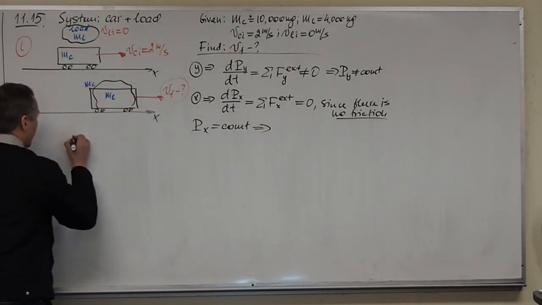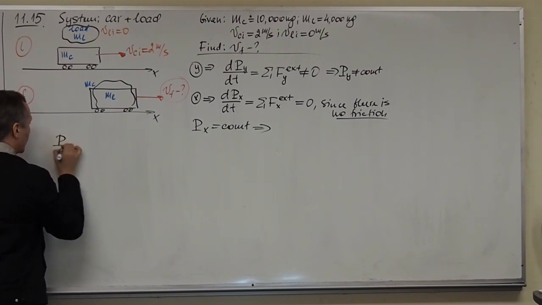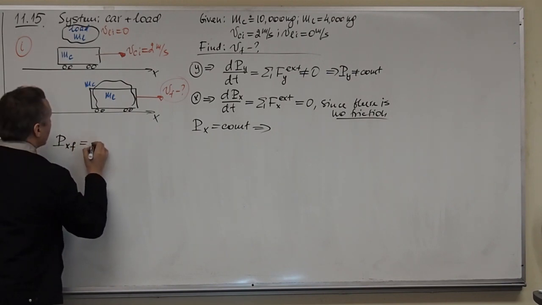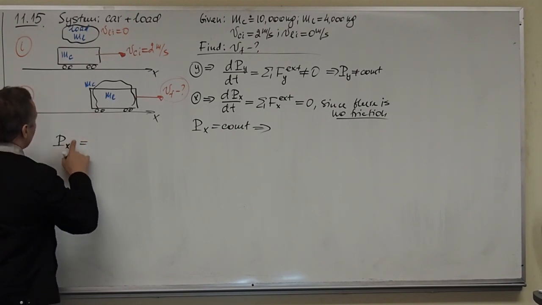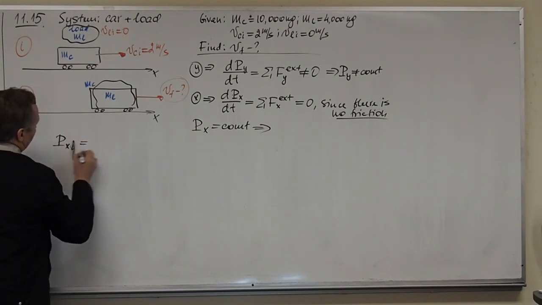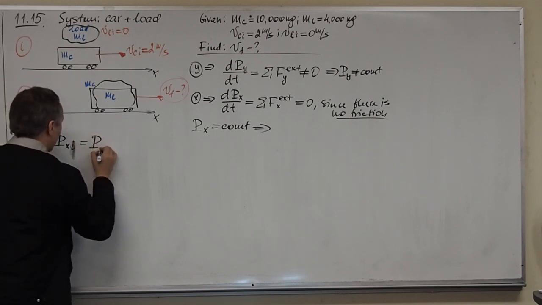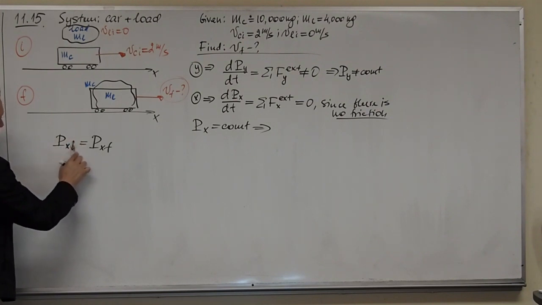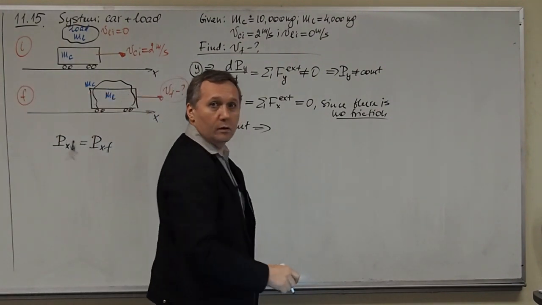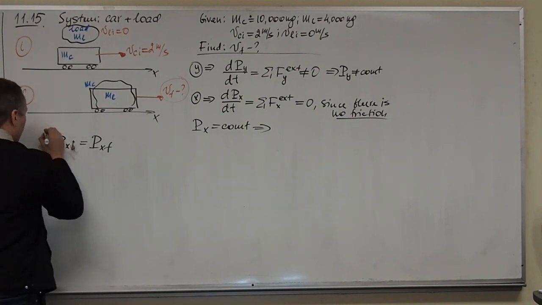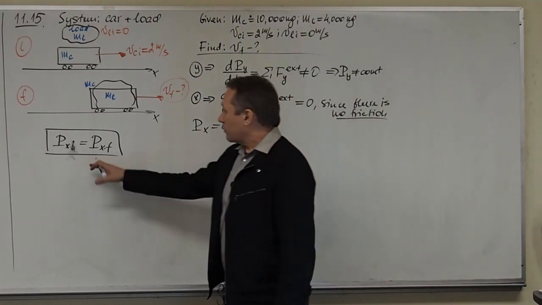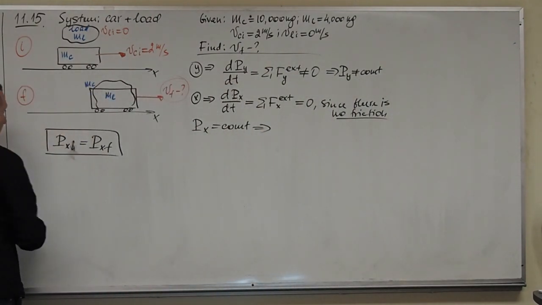So I will write here P, total linear momentum in the x direction, initial, equals total linear momentum in the x direction, final. This is the starting point, conservation of linear momentum in the x direction.